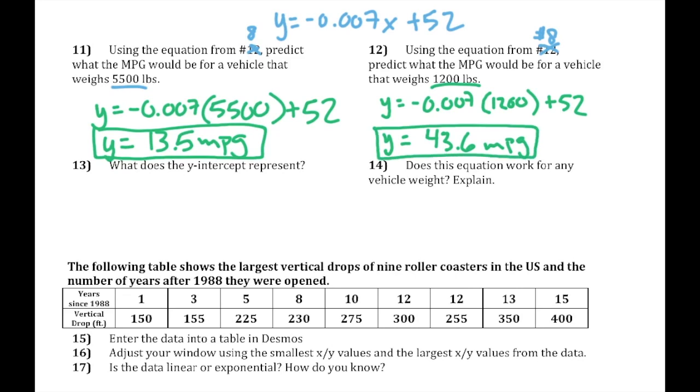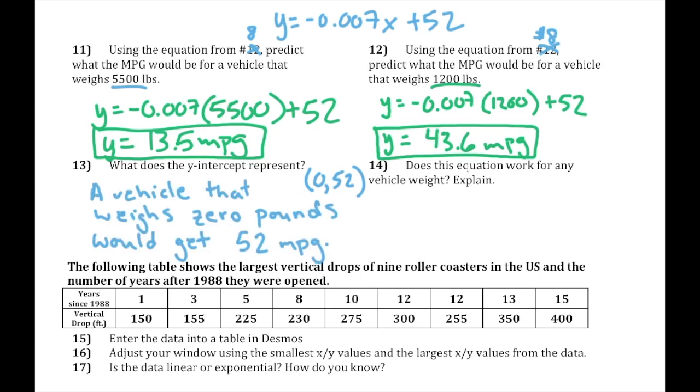Now we're going to go ahead and look at number 13. What does the y-intercept represent? Well, to understand this, we first have to remember what the y-intercept is. The y-intercept is a point, and it's 0 for the x value and 52 for the y value. And the x value, remember, is the weight of the car. The y is the miles per gallon it will get. So we can say a vehicle that weighs 0 pounds would get 52 miles per gallon, which doesn't really make sense because any vehicle is not going to weigh 0 pounds. And so, not really helpful, but that's what it means.